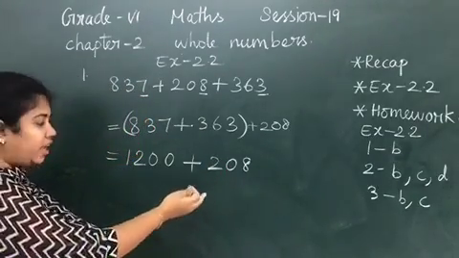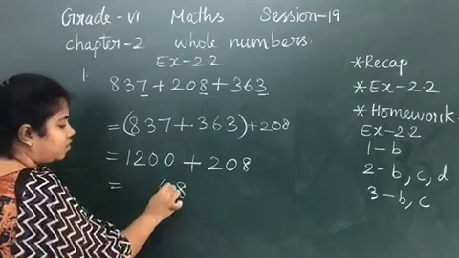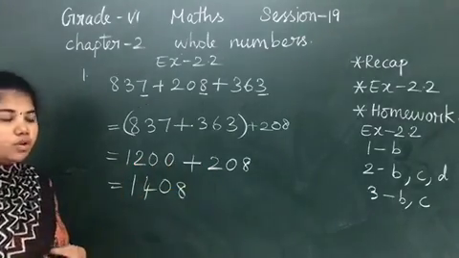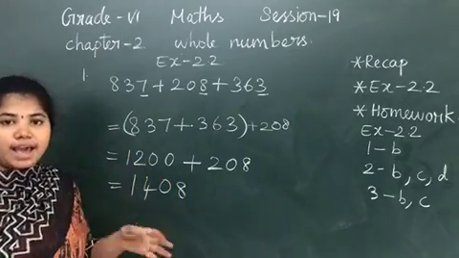Now it is very easy, right? You can add what? 0 plus 8 is 8. 0 plus 0 is 0. 2 plus 2 is 4. And 1 plus nothing is here? 0. 1 plus 0 is 1. So 1408 is your answer.